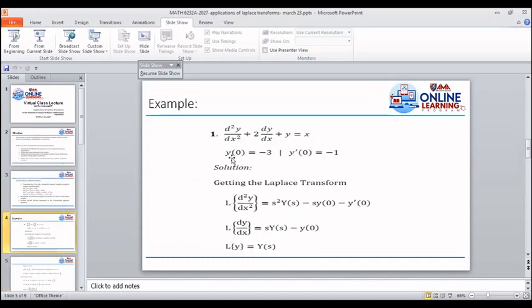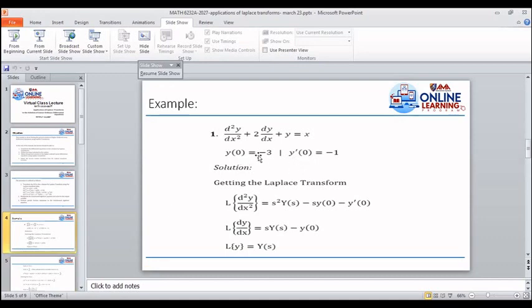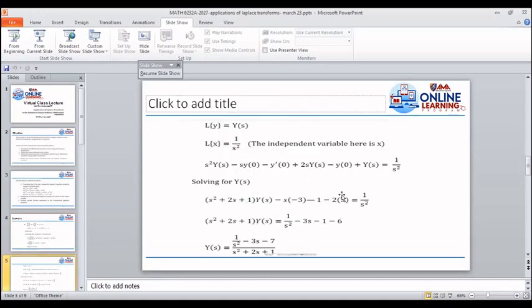So, this is now the given condition. y(0) is equal to negative 3 and y prime(0) is equal to negative 1. Okay? So, if we're going to substitute this value to our equation, ito siya, no? So, sy(0) is equal to negative 3 and y prime is equal to negative 1. Okay? And negative 2 by sY(s), that is 2 by 3 is equal to 1 all over s squared. Okay? So, dyan galing yung mga value po natin. Okay? y(0) is equal to negative 3, y prime is equal to negative 1.